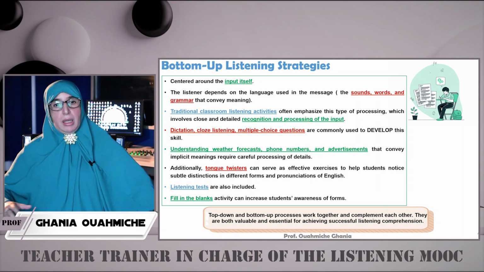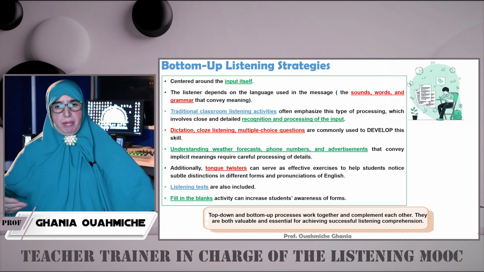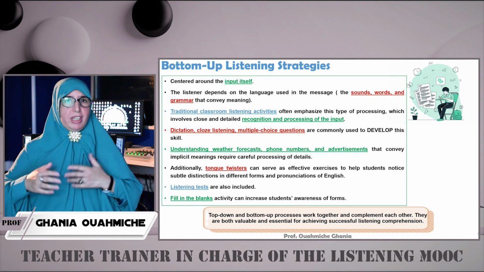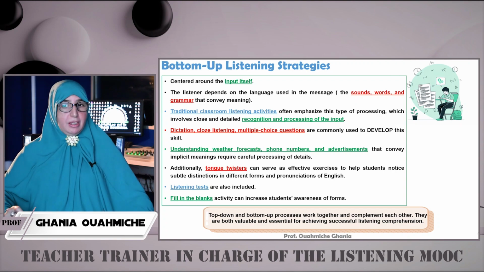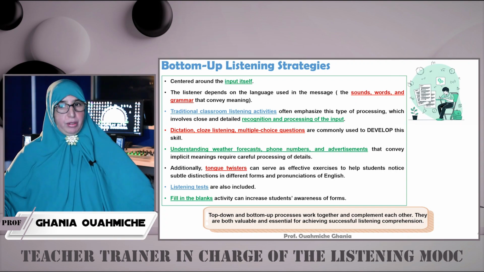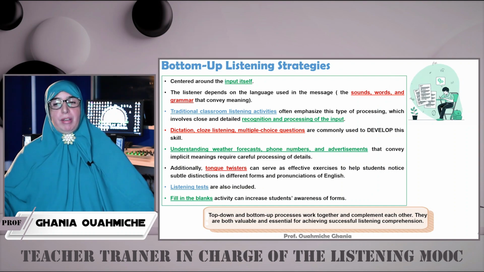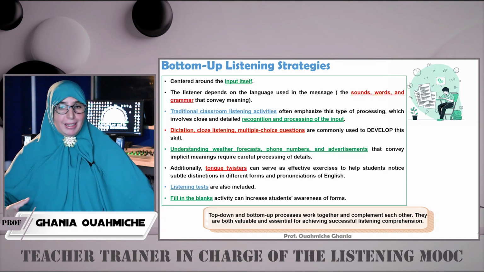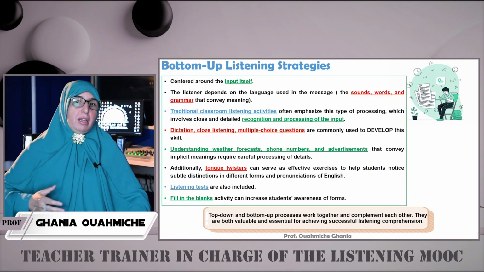Listening tests are also included in these types of processes. Filling the blanks activity can increase your awareness of the different forms, be they grammatical, phonological, or intonational, and so on and so forth. We can come to the conclusion that top-down and bottom-up processes work together, though they are different, and complement each other. It means that they are complementary. Despite those differences, they are both valuable and essential for achieving successful listening comprehension.